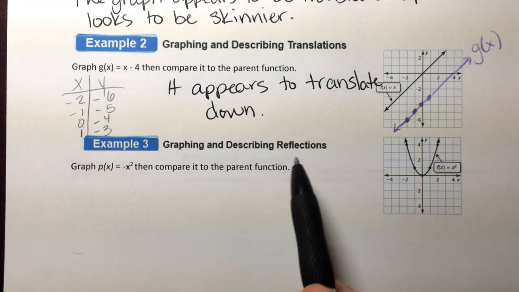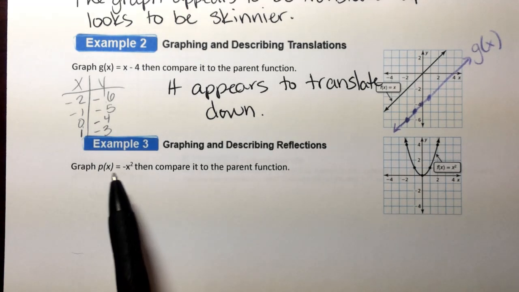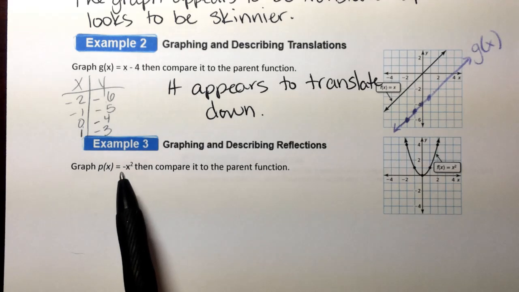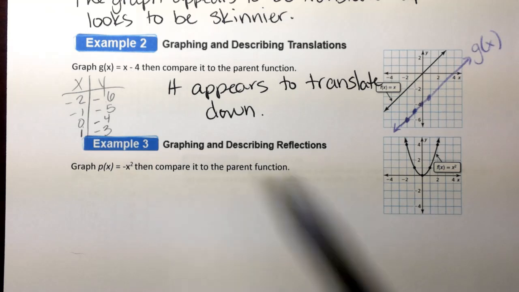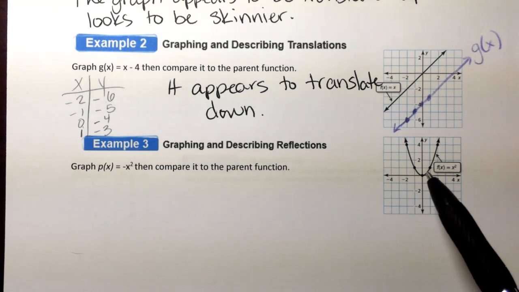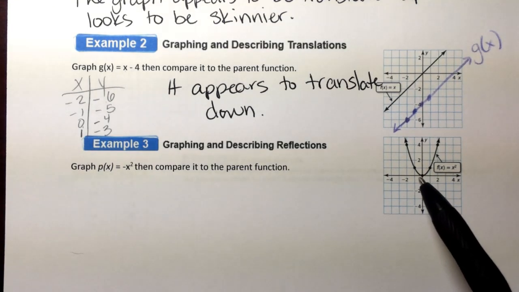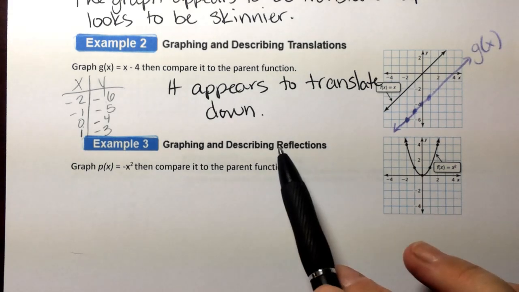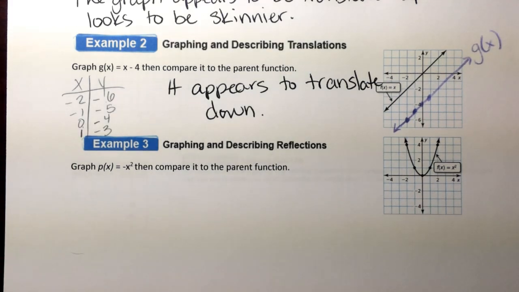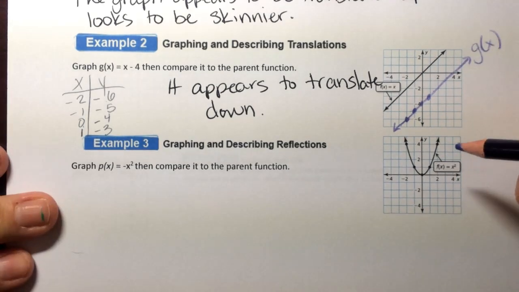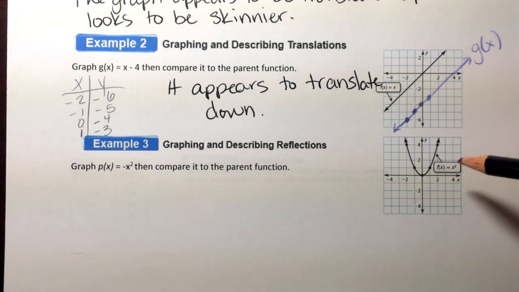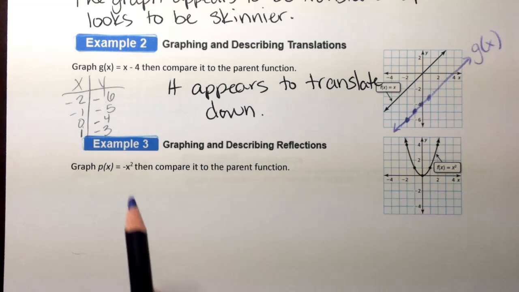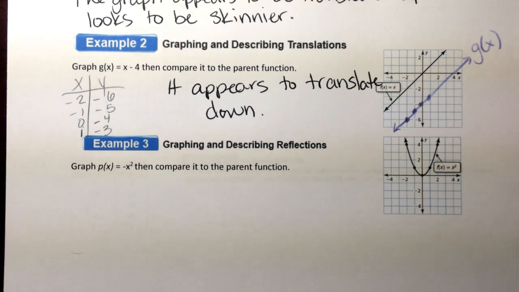All right, graphing and describing reflections. So we are going to graph p of x is equal to -x squared, then compare it to the parent function. Well, we have x squared here. So what happens if we make it a negative? We're just reflecting it. It's even telling us that we're going to reflect it. So just for time purposes, and because nothing else is happening, it's not translating, it's not stretching or shrinking, we're simply taking this graph and flipping it over since there is nothing else but just that negative.